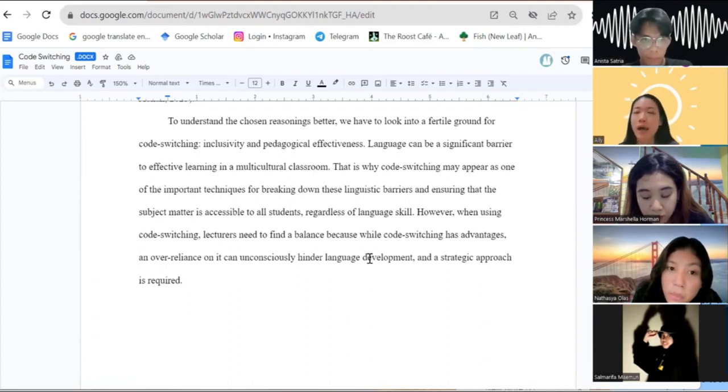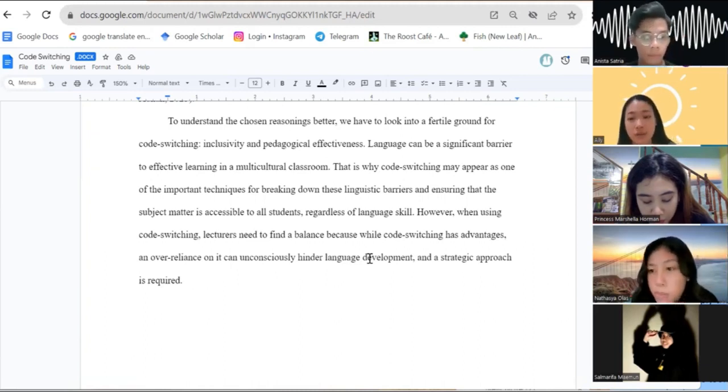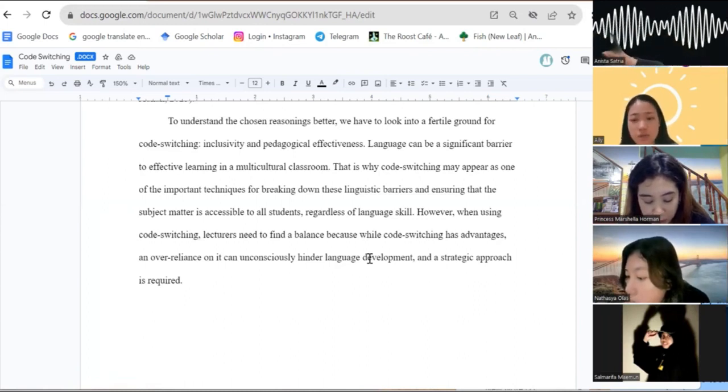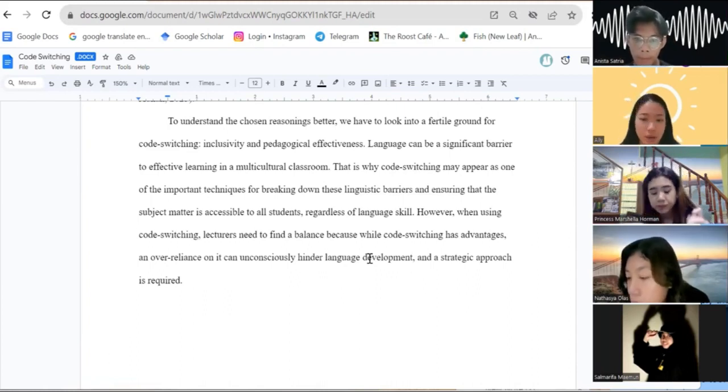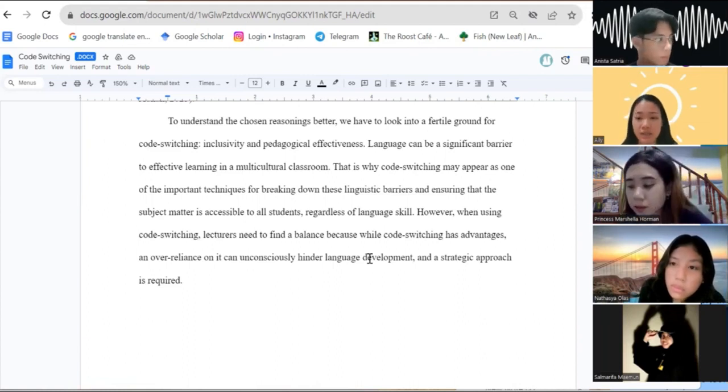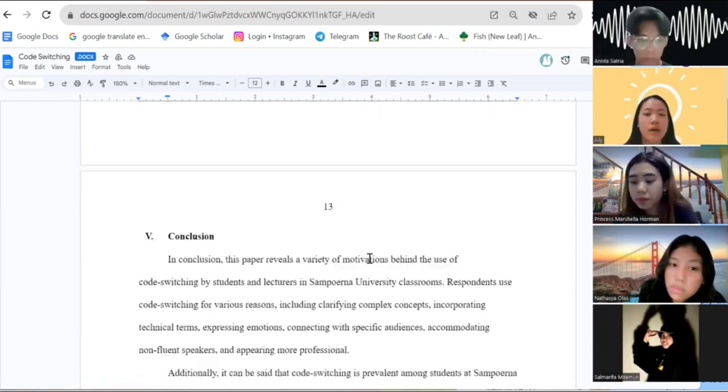To understand the chosen reasonings better, we have to look into the fertile ground, or the basis, of why people use code switching, which is inclusivity and pedagogical effectiveness. As language can be a significant barrier to effective learning in a multicultural or linguistically diverse classroom, code switching may appear as one technique to break down these linguistic barriers and ensure that the subject matter is accessible for all students. However, lecturers need to find a balance in using code switching because, while it has advantages, an over-reliance on code switching can unconsciously hinder language development. That is for our discussion.